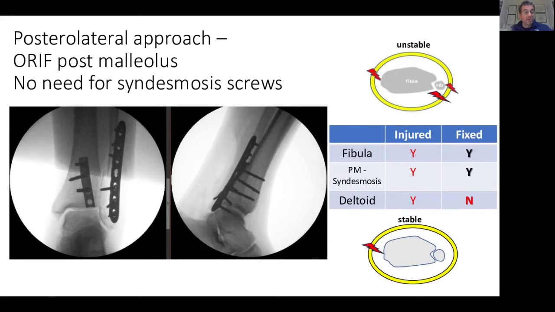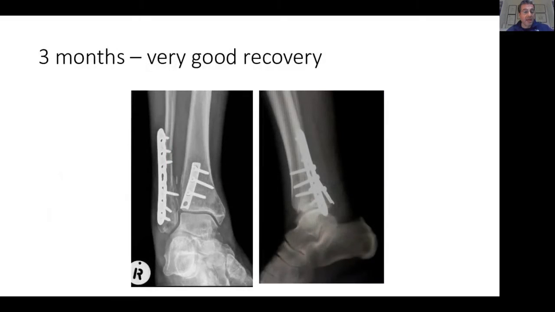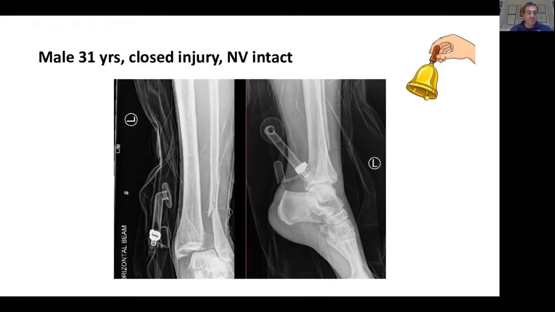So by fixing the posterior malleolus, it is as if I have repaired the syndesmosis. So I don't need to repair the deltoid, and I don't need to put a syndesmosis screw if I fixed everything else. And these, of course, I tested intraoperatively, and I have checked the syndesmosis reduction under direct vision through my posterolateral approach in this case.